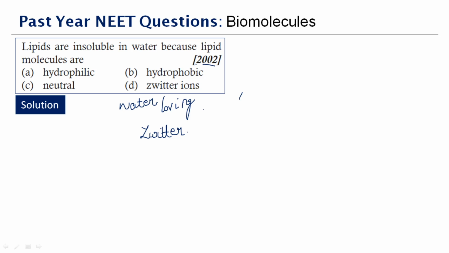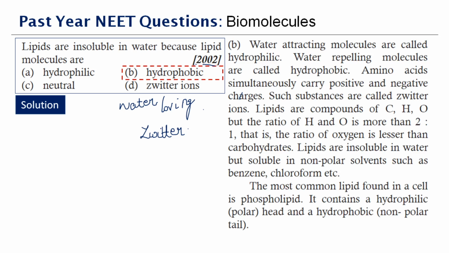So what happens here is lipids become insoluble in water but soluble in a non-polar solvent such as benzene, chloroform, etc. Therefore, this is an easy question for you to understand, right? Lipids are insoluble in water because they are water hating. They are hydrophobic. The correct answer is option B.